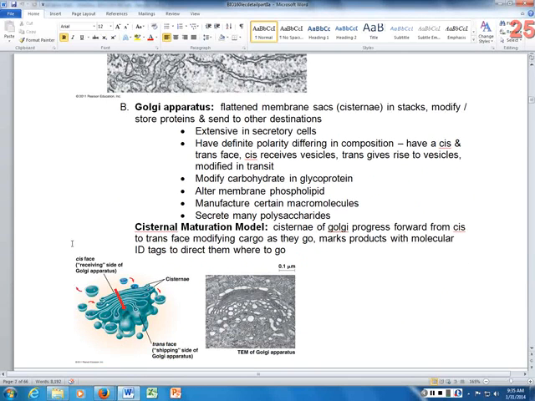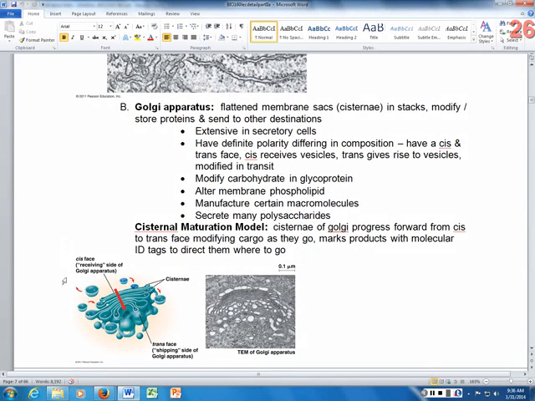So the Golgi apparatus, this is a flattened sac of membranes. Inside, you've got the cisternae. These will help to modify and store proteins and then send them to other destinations. Sometimes you don't want to make things completely ready until the last minute. This is a way of getting it mostly made and just putting on the finishing touches before you send it out.